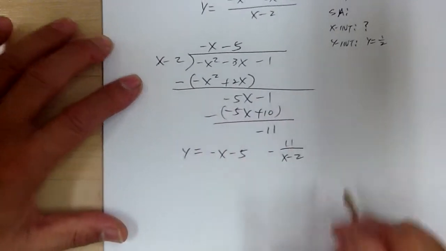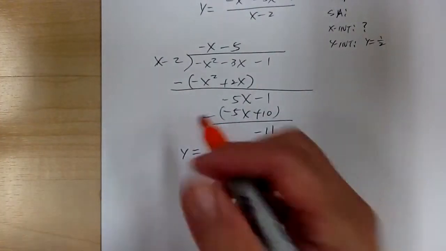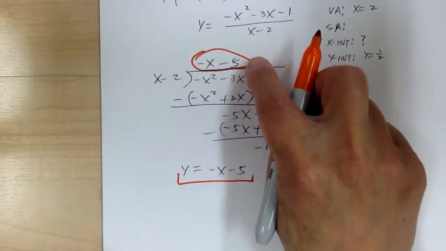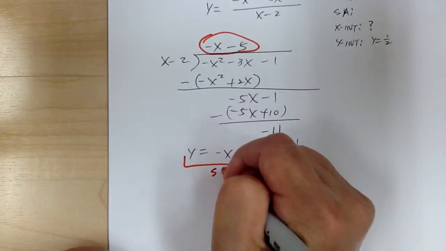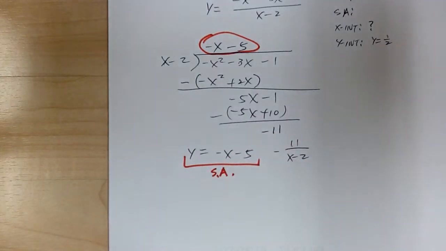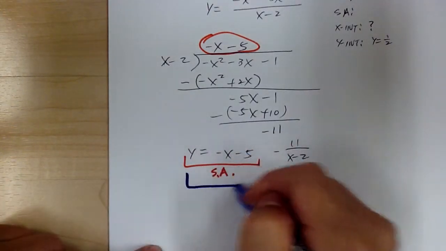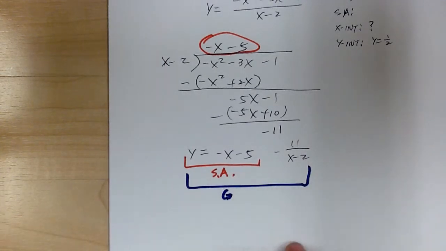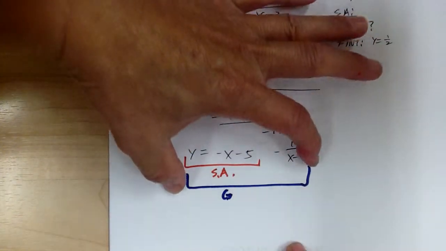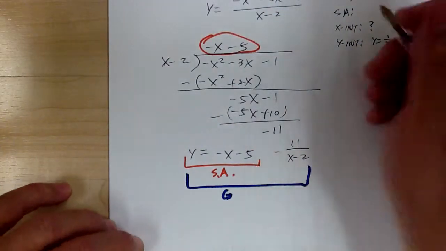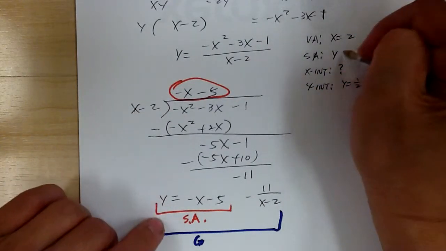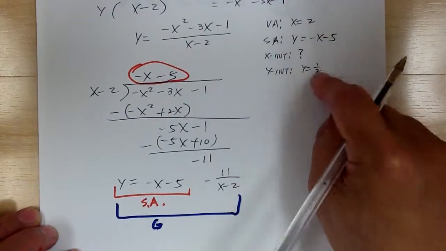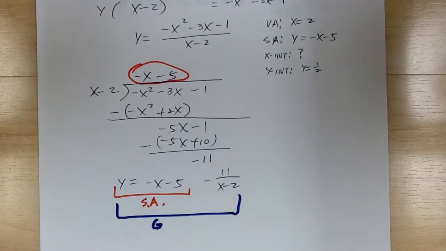Again, this part, the quotient part right over here, is your slant asymptote. And this whole thing is your graph. So your slant asymptote is y equal to negative x minus 5. Now that you have this information, you can do the graphing.